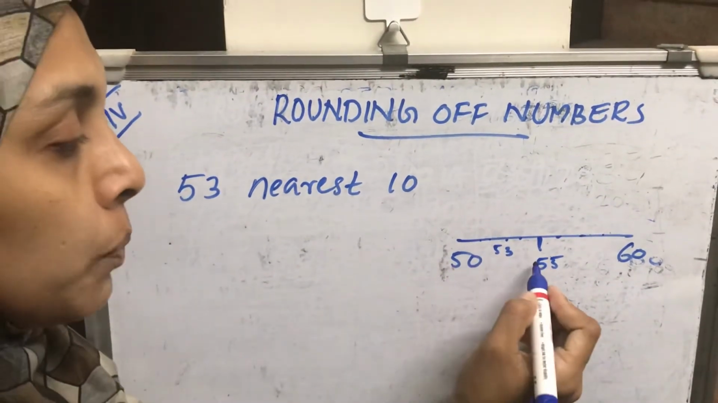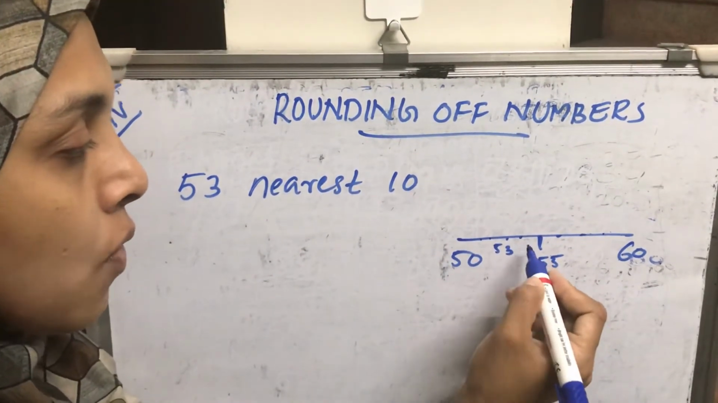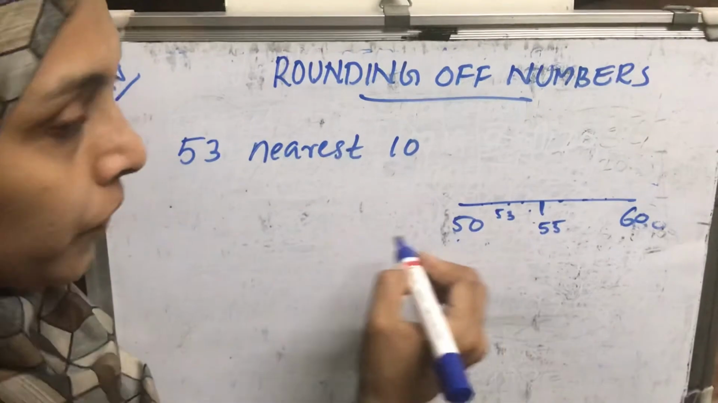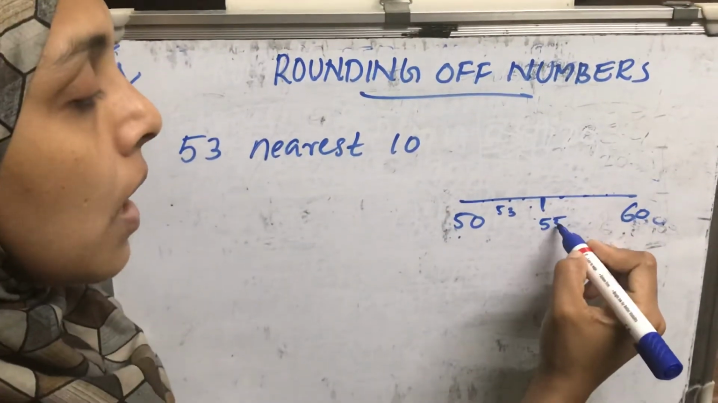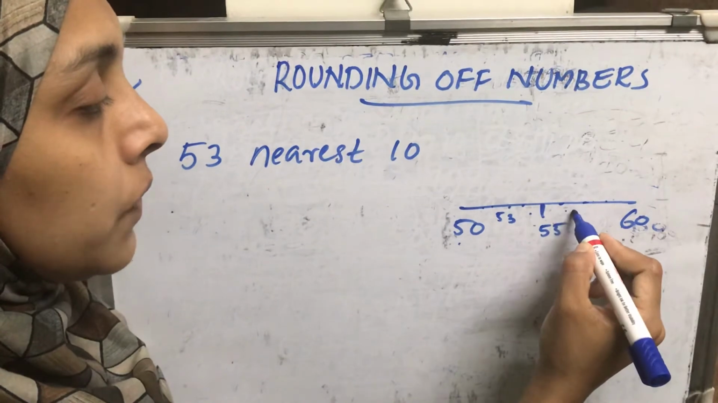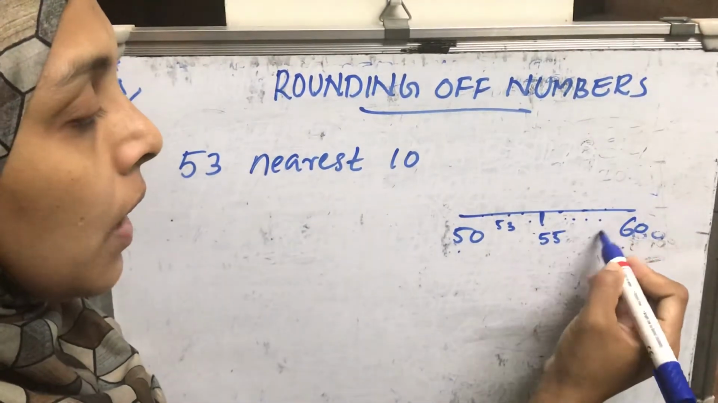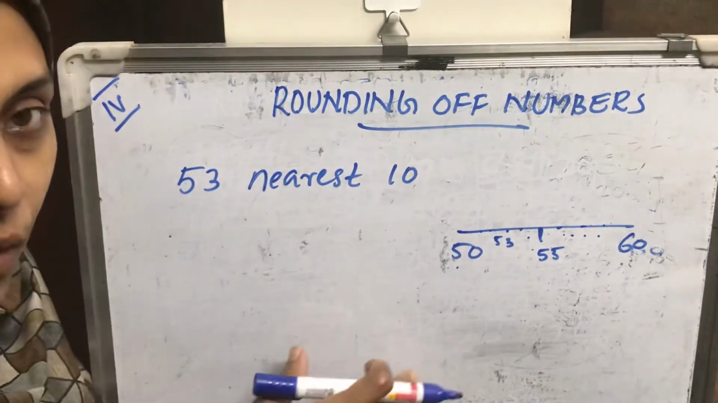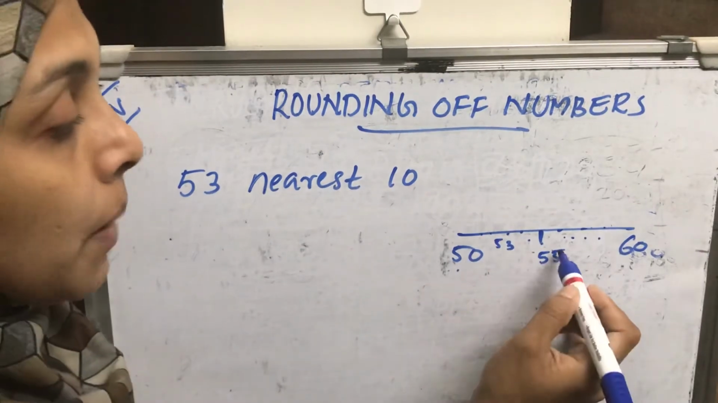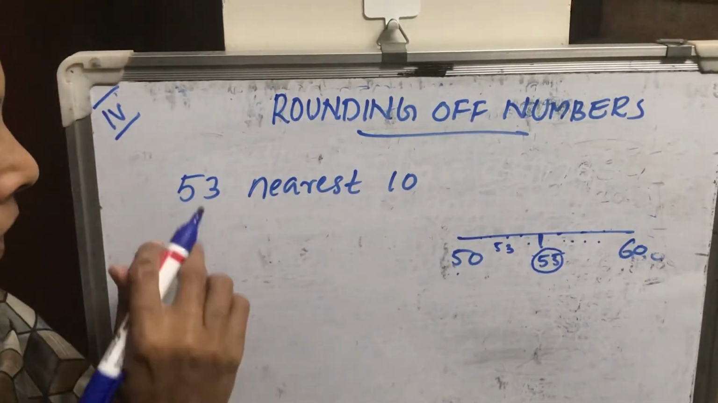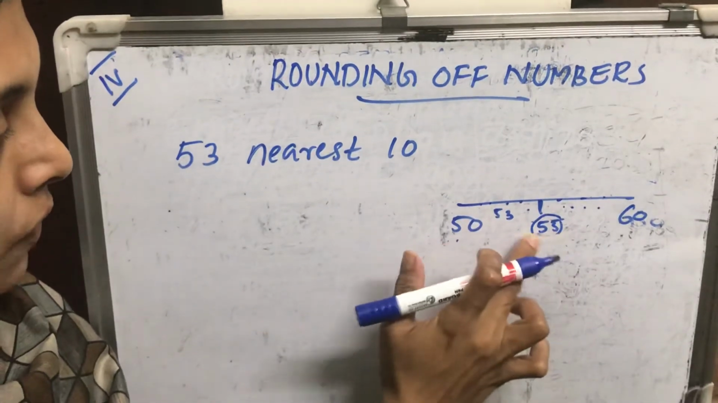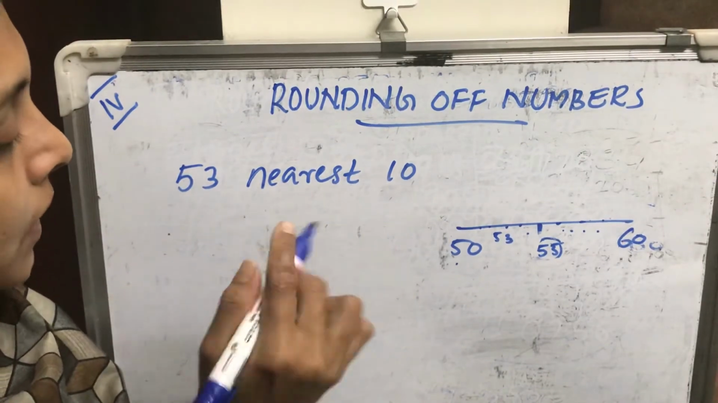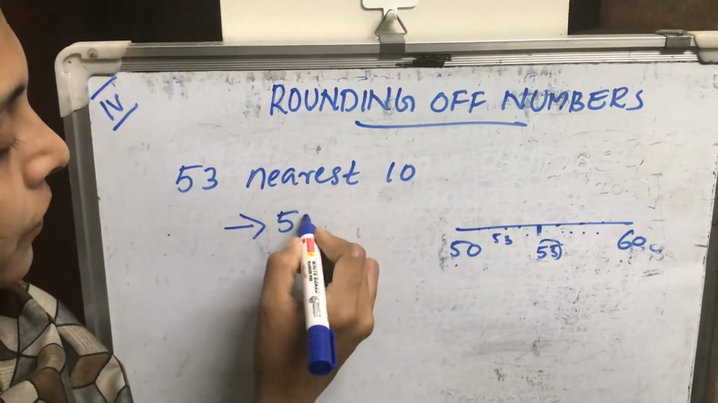So the numbers below 55, that is 54, 53, 52, 51, all these numbers we can round to 50. And the numbers after 55, that is 56, 57, 58, 59, all these numbers we can round to 60. That is the rule of rounding numbers to the nearest 10. Now suppose one question is asked: 53, when we round to the nearest 10, what will be its answer? It will be 50.